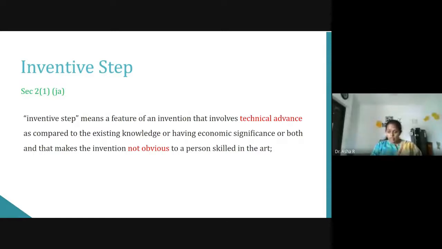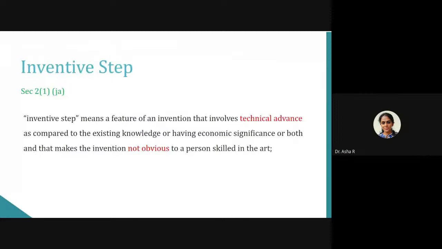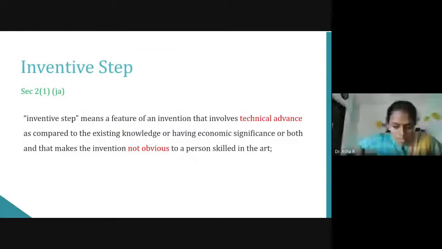But you have to prove that there is a technical advancement compared to the existing knowledge, and/or it should have some economic significance. So let's say I have invented something related to a mouse, the computer mouse. It's an input device. So I have invented a new mouse, which has some additional keys, so I can control. Let's say I'm not a technician, but I'm making it, and I am applying for a patent.